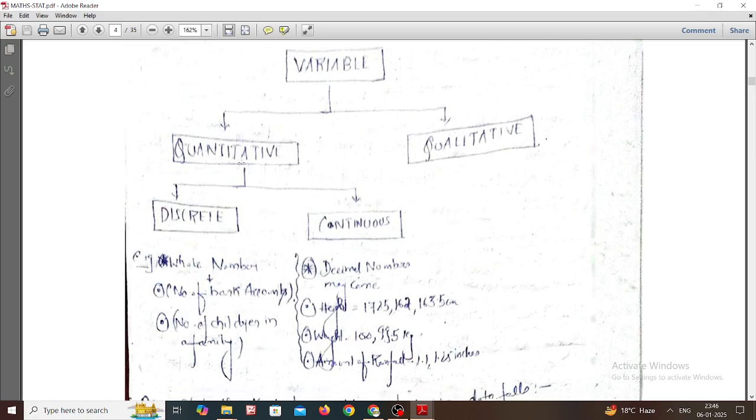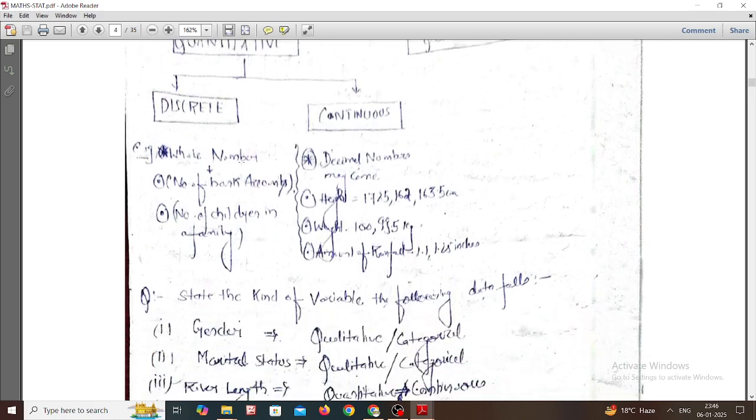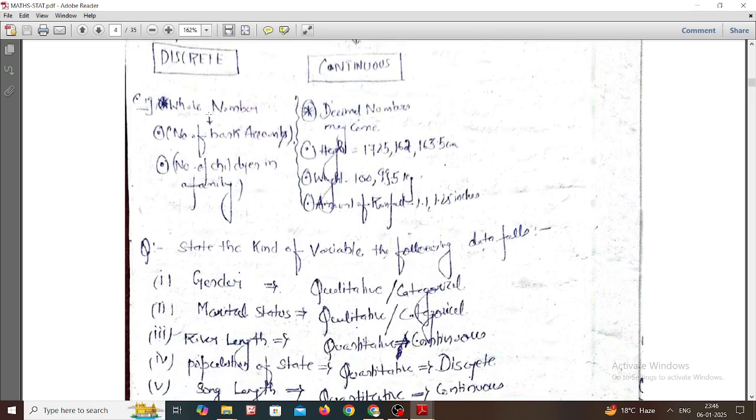Again, the quantitative variable can be discrete or continuous. Discrete is a whole number, as in the number of bank accounts. If we have a data set where we are getting the number of bank accounts, what can be the answer for this question? It can be 1, 2, any positive value. Number of children in a family: it can be 0, it can be 1, it can be 2, it can be 3, from 0 to a positive figure.